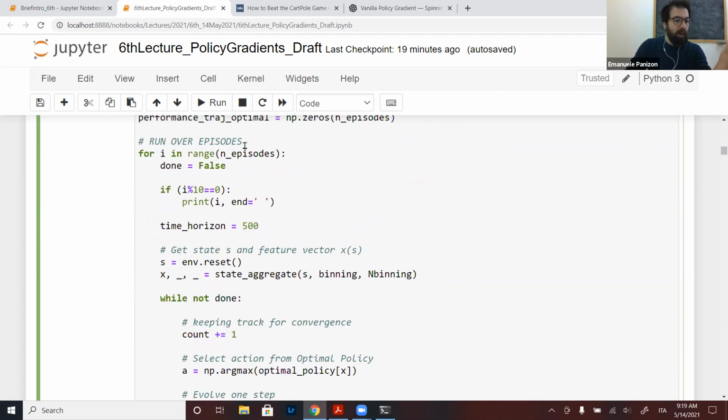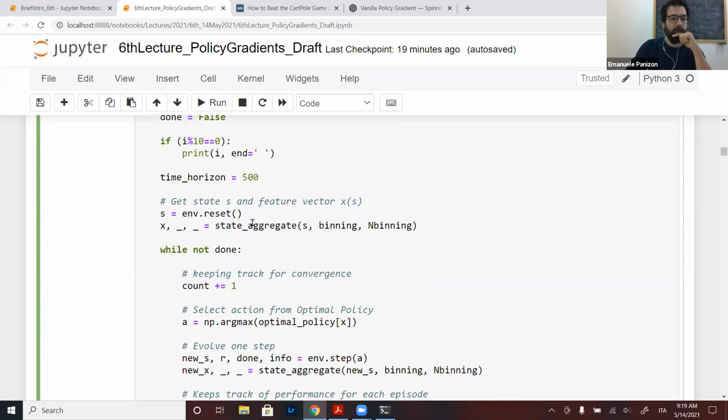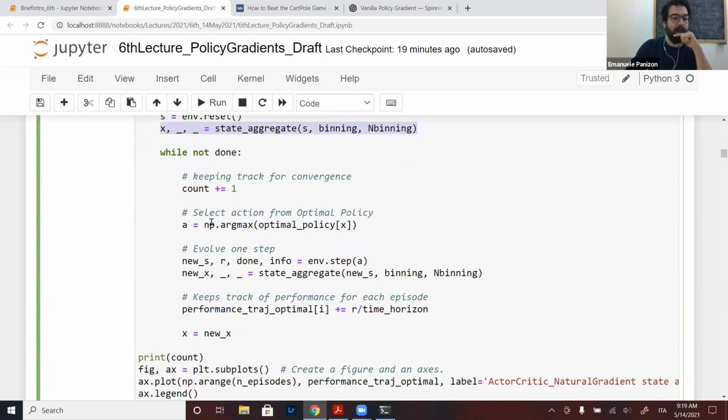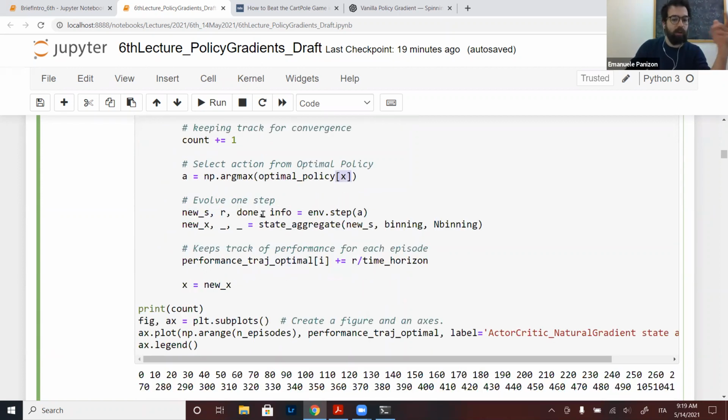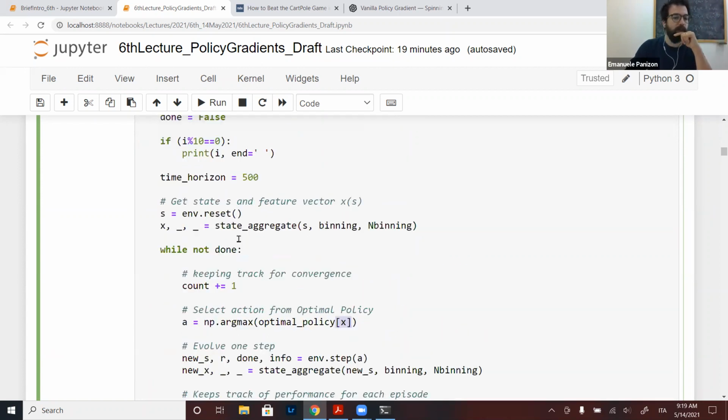And I do the episode. So this will take a lot of time. I just do a cycle over the episode. I just take the state, I do the aggregation, and then I'm taking the optimal policy, and I'm taking the one which I selected as an action in the state X, and I do it over and over again for 500 times.